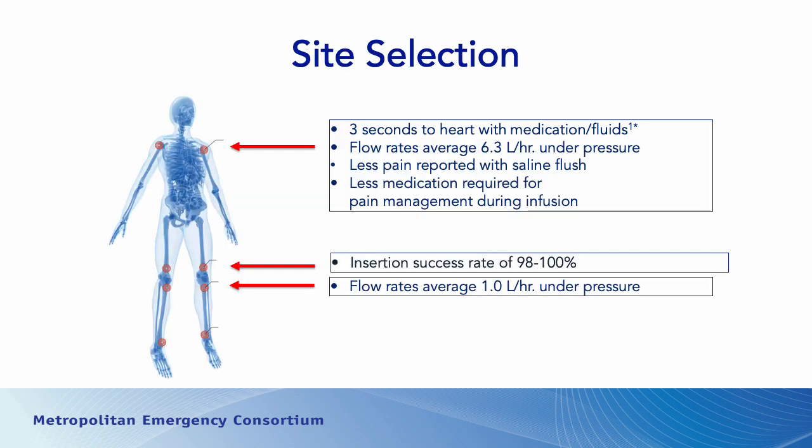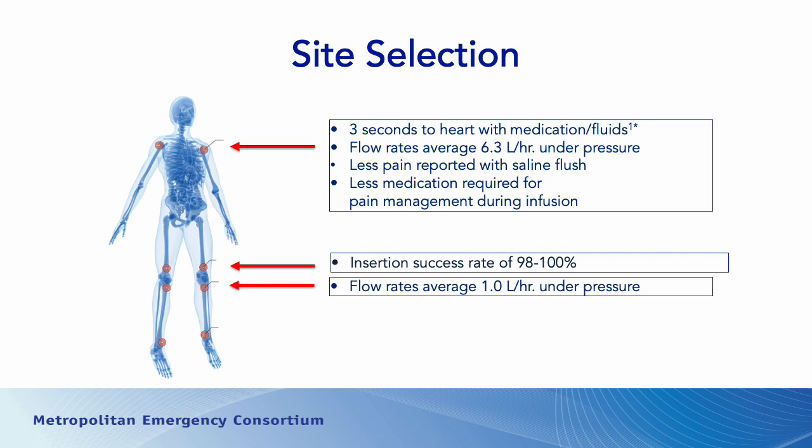So what do you consider when you talk about site selection? When we talk about the humeral IO up the shoulder, we like to use it because our transit time from the needle to the heart is about 3 seconds. That's very quick. That's almost as fast as if the patient had a central line in place and you were pushing your meds. We can get up to 6.3 liters per hour of fluids through that bone if the fluid's under pressure. There seems to be less pain associated with, say, saline flushes through this area compared to the tibia or the femur, and less medication is required for pain management with the infusion, so you're less likely to have to use lidocaine.